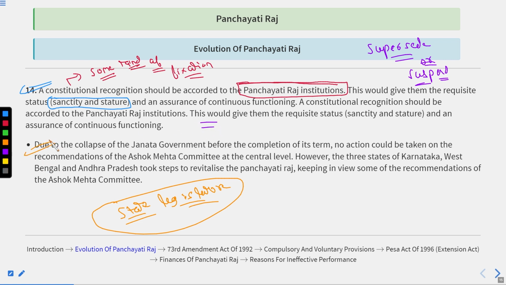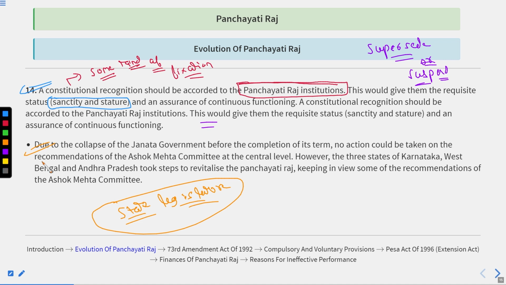Thereafter, due to the collapse of the Janata government before the completion of its term, no action could be taken on the recommendations of the Ashok Mehta committee at the central level. However, three states of Karnataka, West Bengal, and Andhra Pradesh took steps to revitalize the Panchayati Raj, keeping in view some of the recommendations of the Ashok Mehta committee.